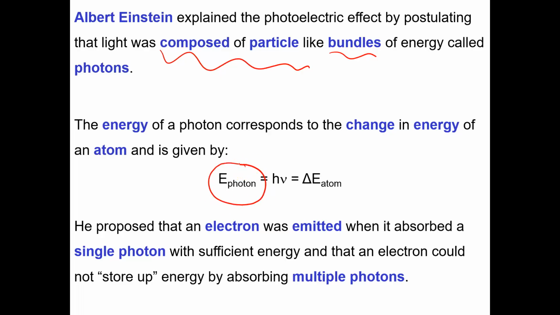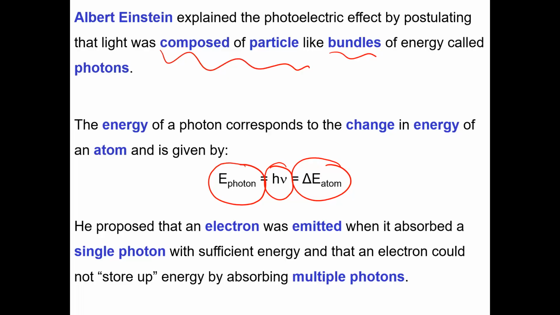That is, the energy of a photon that is absorbed or emitted is equal to the change in energy of an atom. So when an atom is emitting a photon, it is losing energy. And when an atom is absorbing a photon, it is gaining energy. The energy of this photon is equal to Planck's constant multiplied by the frequency of the photon.